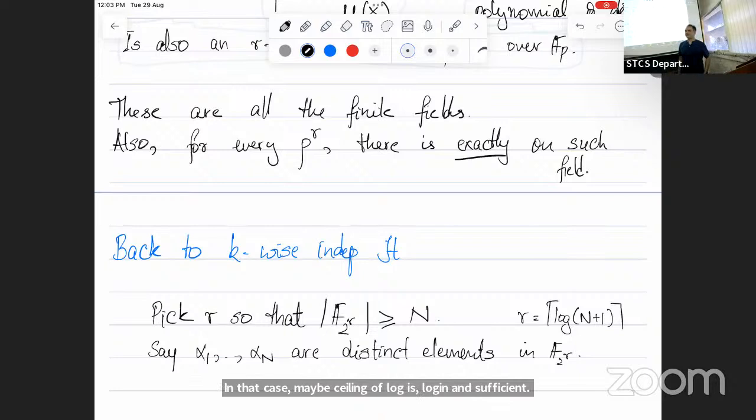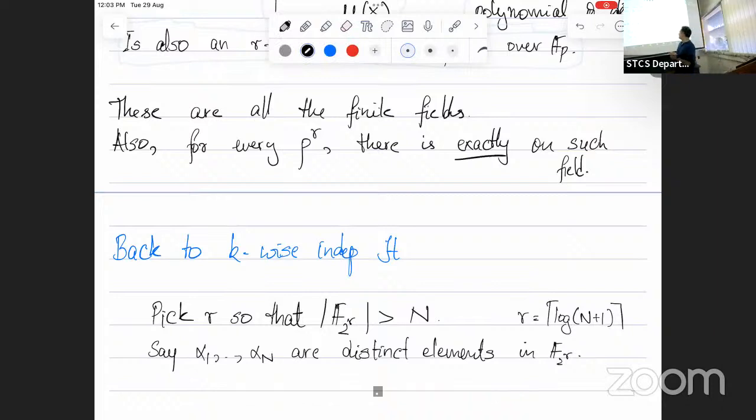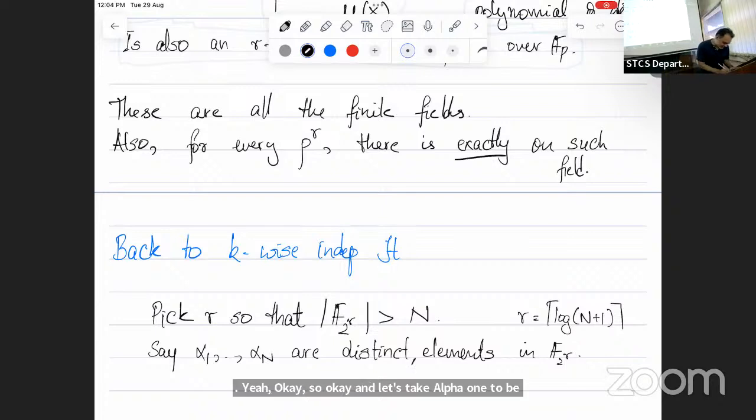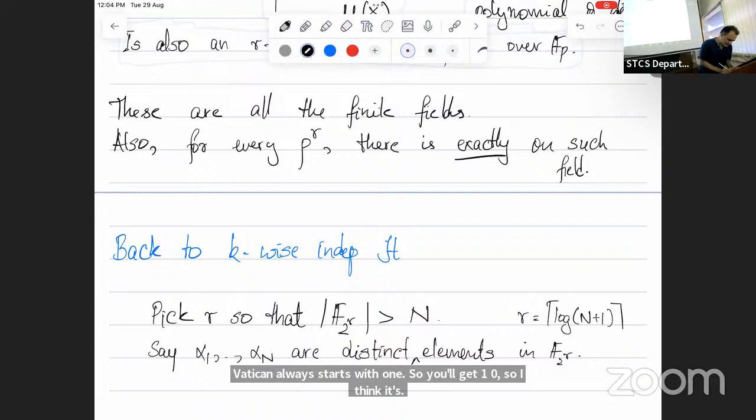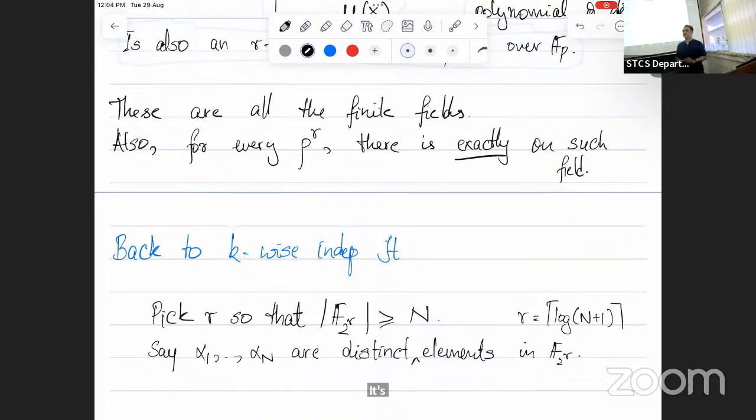Every field greater than n, because one element, oh, you can't take zeros. Good, thanks. Okay, and let's take alpha_1 through alpha_n to be distinct non-zero. Actually, even if it is 0, it's okay. The Vandermonde always starts with 1, so you'll get a column 1, 0, because 0 power 0 is 1. Yeah, okay.